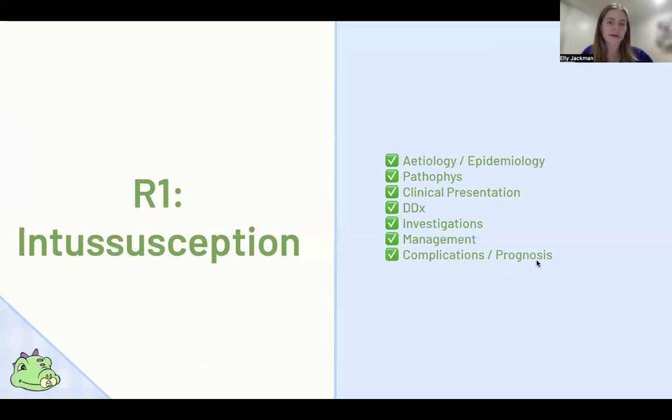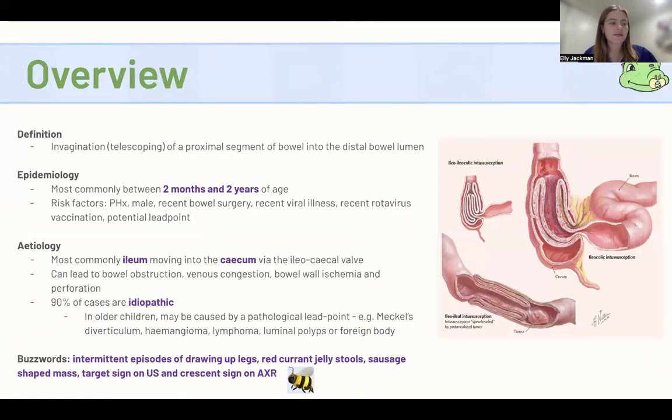Our final R1 that we're going to be going through today will be intussusception. So intussusception is defined as invagination or telescoping of a proximal segment of bowel into the distal bowel lumen. This is typically the ileum moving into the cecum via the ileocecal valve. And I've got an image here of what that telescoping of bowel looks like. It most commonly occurs between 2 months and 2 years of age.